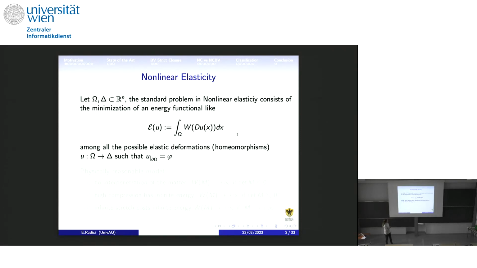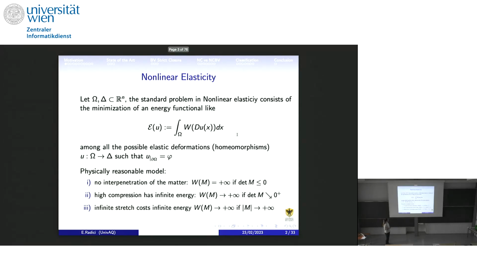Among all the possible elastic deformations of omega onto delta which extend these boundary values, we look for those which are optimal for energy functionals of this form, which are the classical ones appearing in applications. Clearly, in order to have a reasonable model, one has to impose some assumptions on the stored energy density, that is this functional W. And once again, you heard them many times today already.